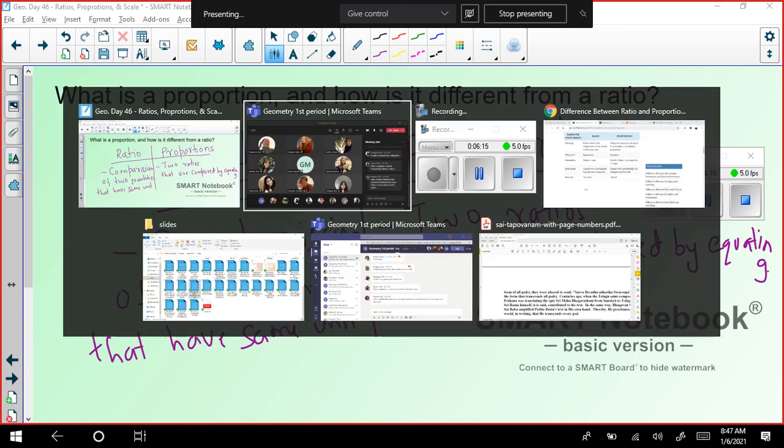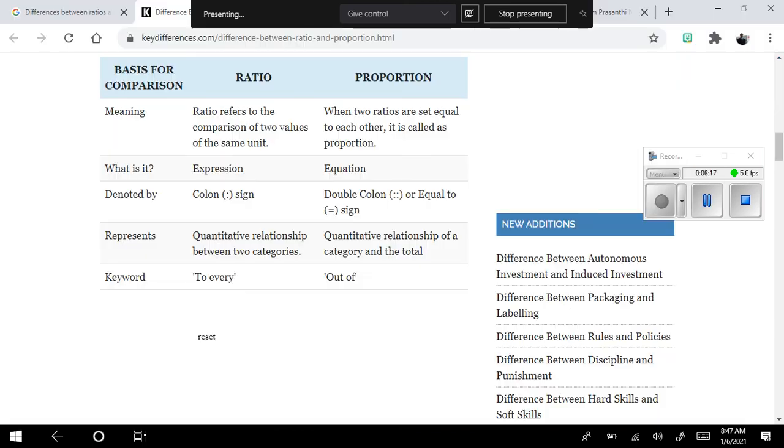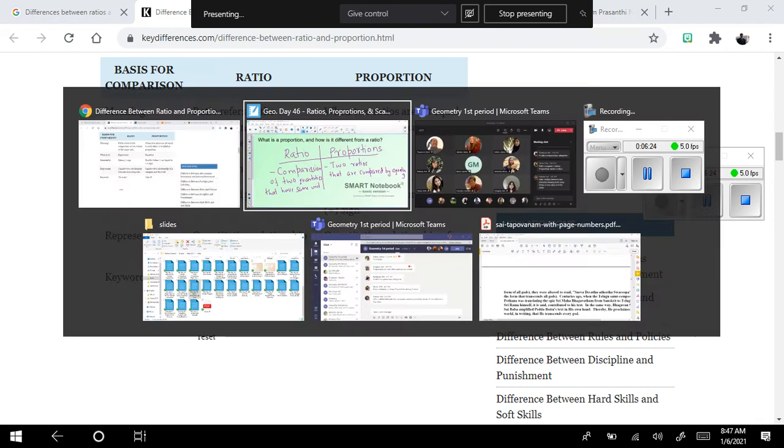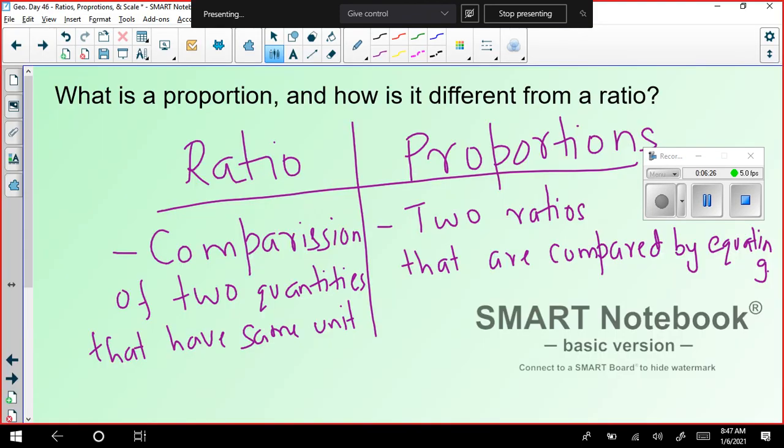That's one thing. And a ratio is usually an expression and a proportion is an equation. So this is an expression, whereas a proportion is usually an equation.